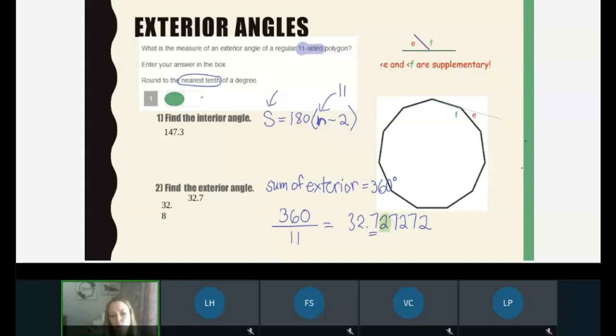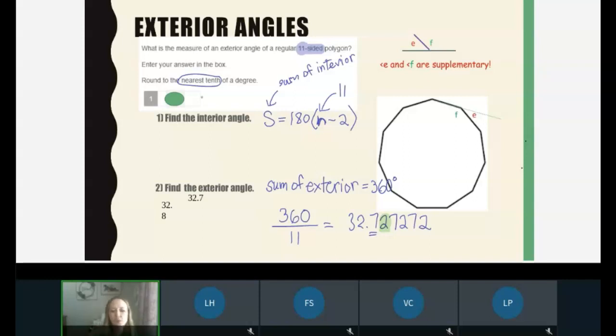And then what does S stand for in this formula? What are you calculating? Sum of what? Sum of the interior angles. Yeah, sum of the interior angles. So this formula works for the interior. What's the sum of the exterior angles? Always 360. Good. Natalie didn't get tripped up with that question.